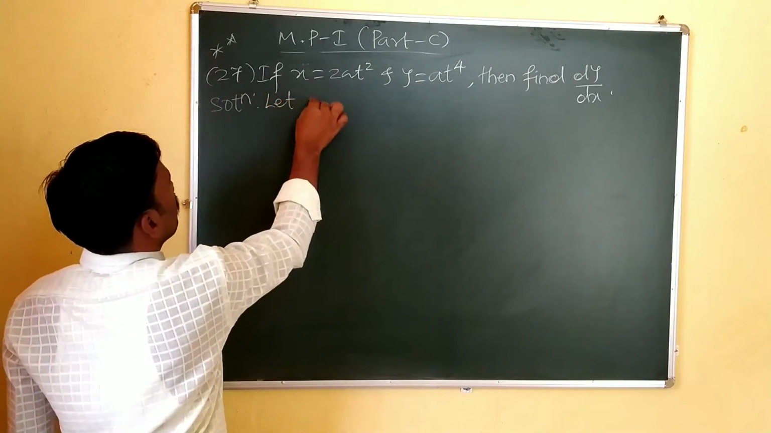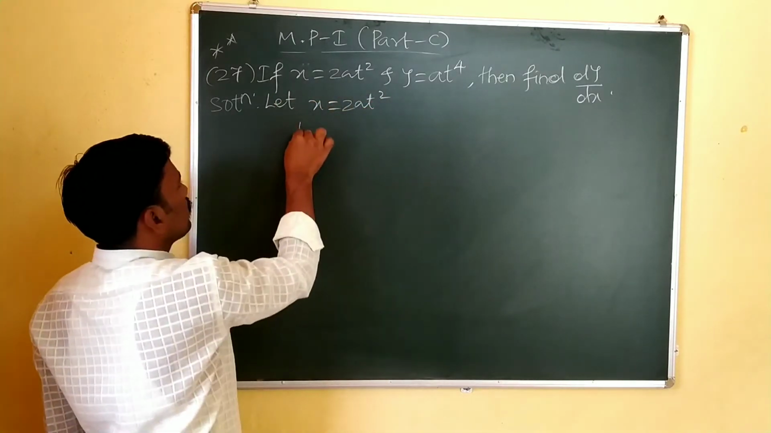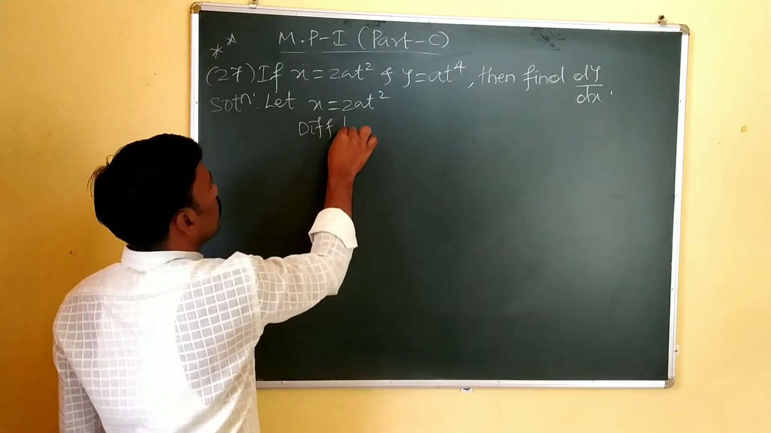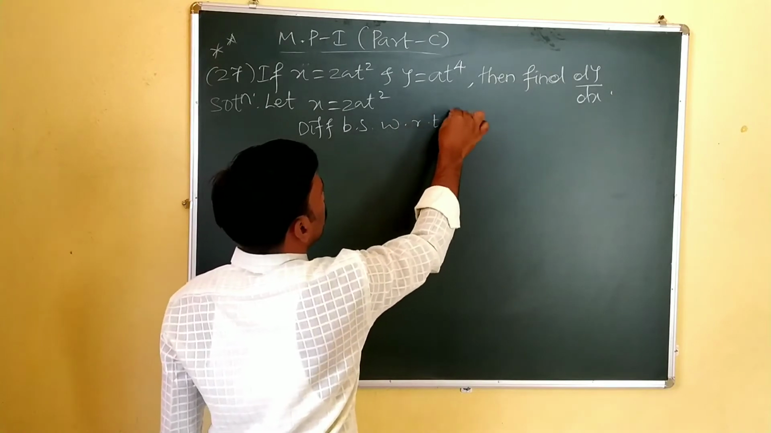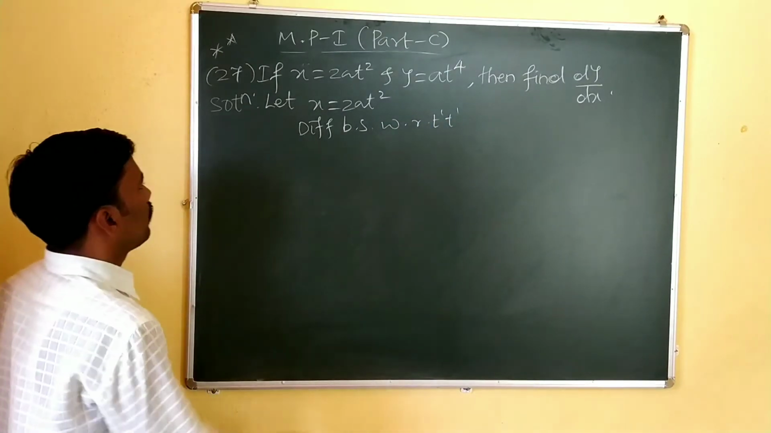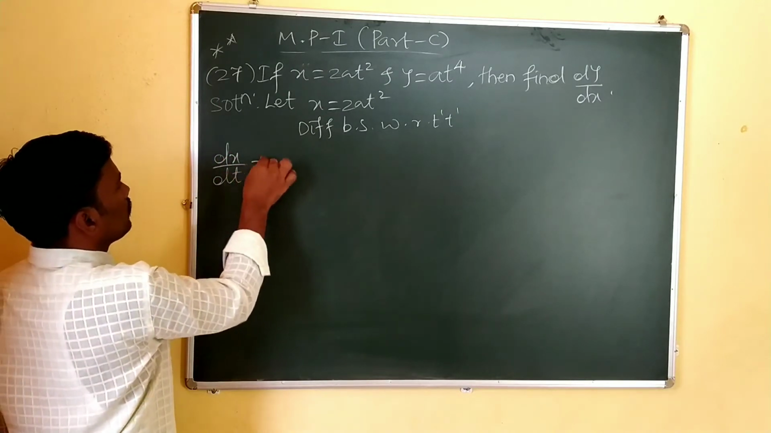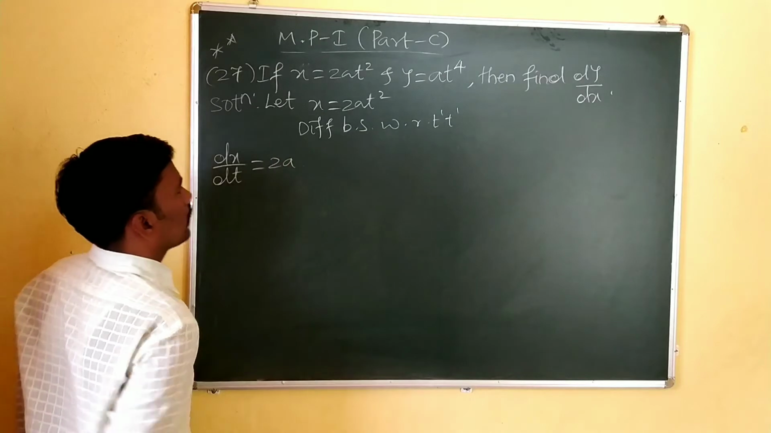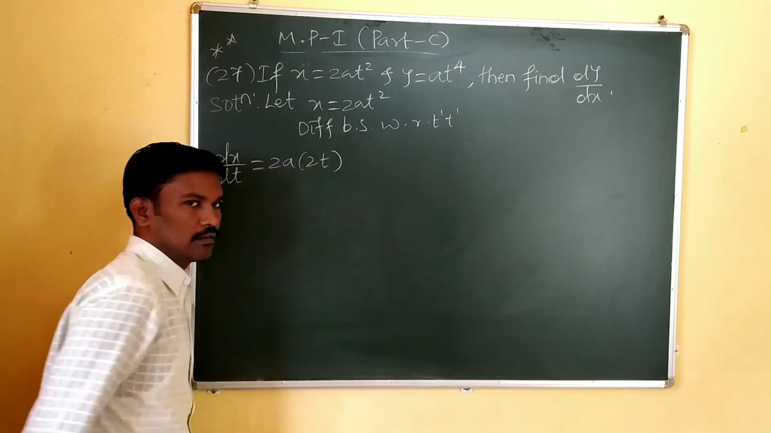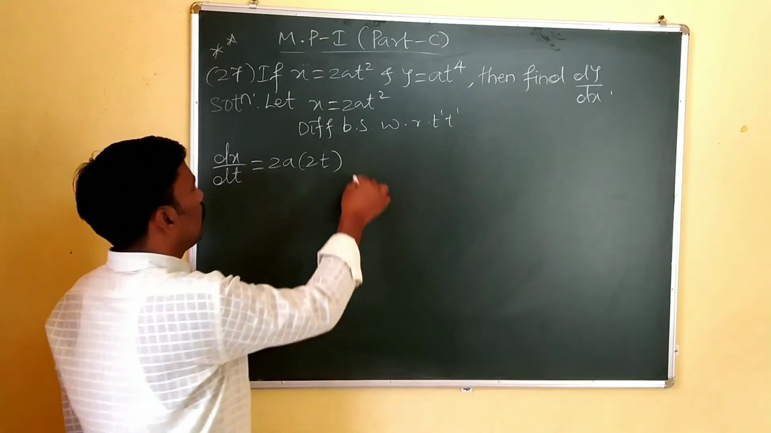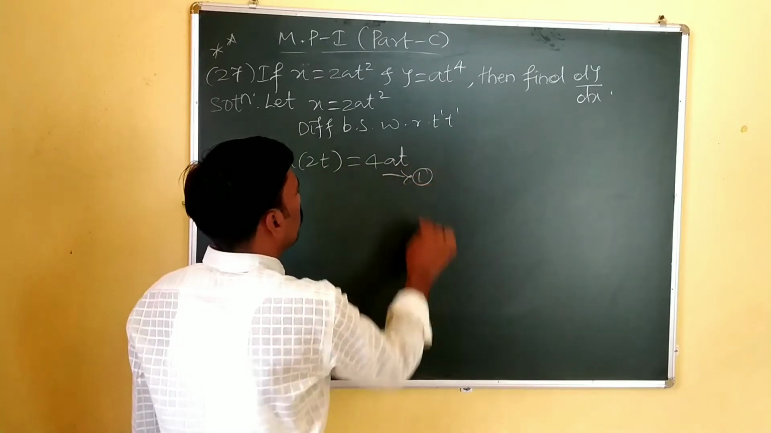So let us take the first parametric equation. Let x is equal to 2a t square. Differentiating both sides with respect to t. Derivative of x with respect to t is dx by dt. That is equal to 2a, a constant, write this as this, and derivative of t square with respect to t is simply 2t. Like derivative of x square with respect to x is 2x. And 2a into 2t is 4at. This is equation number 1.